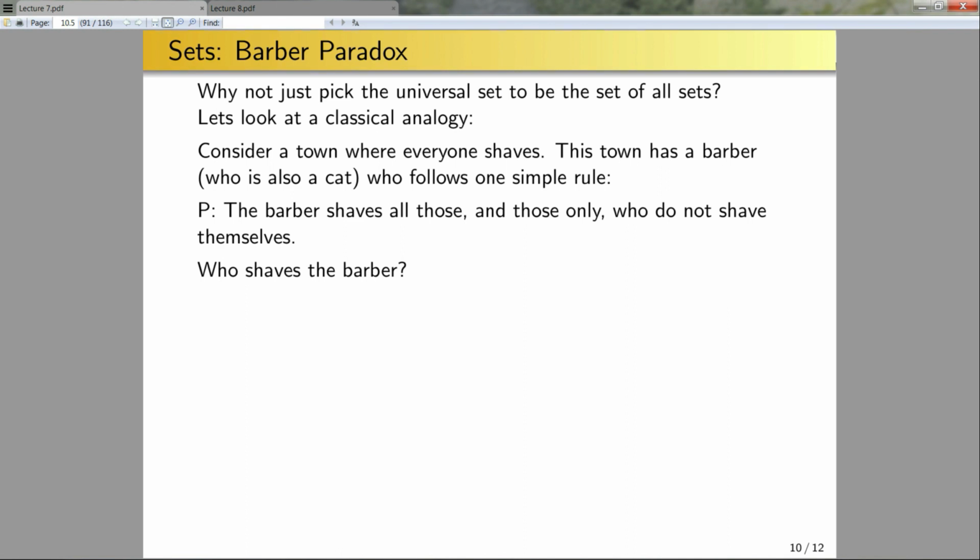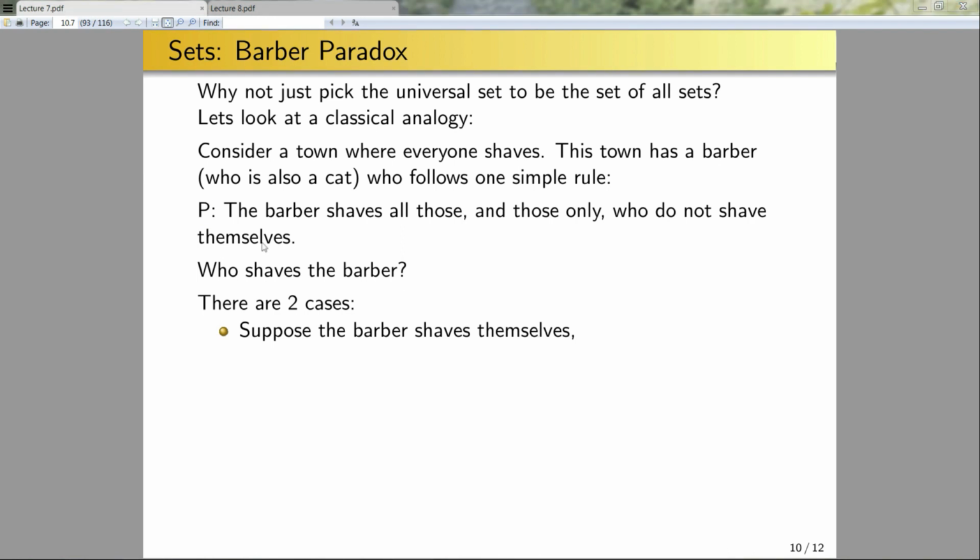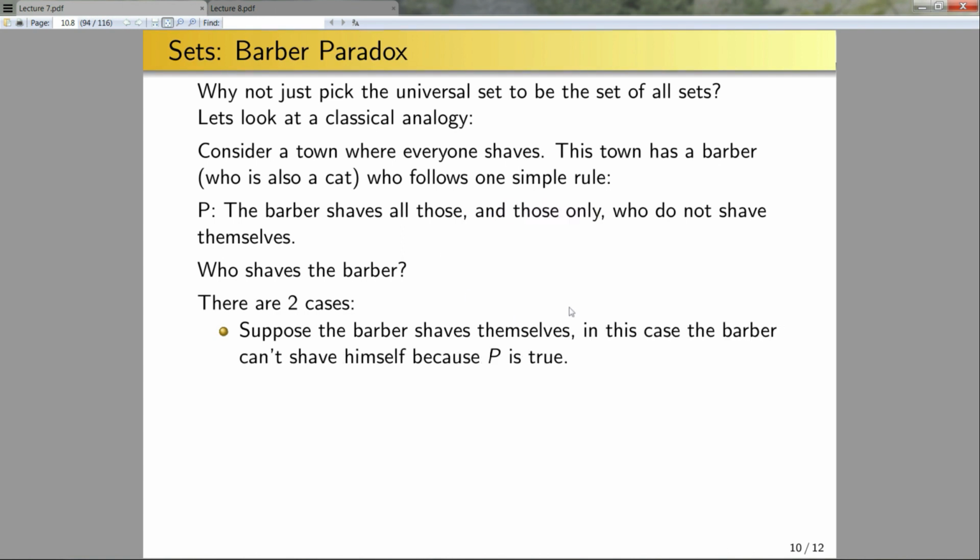Okay, now let's examine 2 cases. Suppose the barber shaves themselves. Well, since P, as a rule, is always true, since the barber shaves themselves, they cannot shave themselves, right? Because the barber shaves those and only those who do not shave themselves. And since the barber shaves himself, he can't. So in this case, the barber can't shave himself because P is true. Now this is a contradiction, therefore this case can't be true. So the barber cannot shave himself.